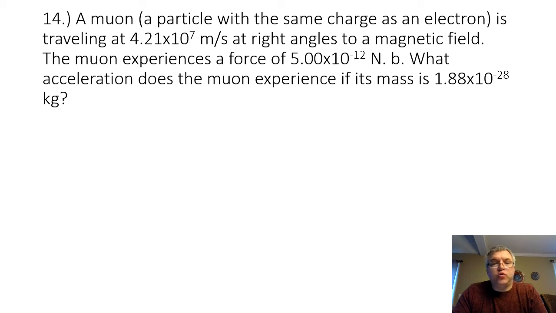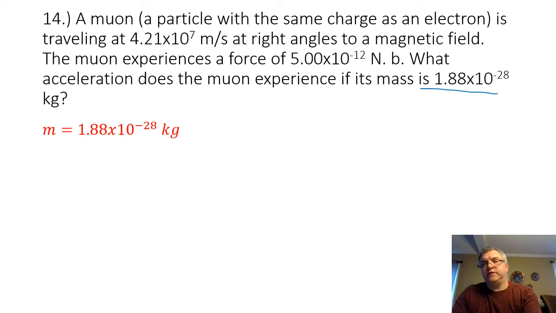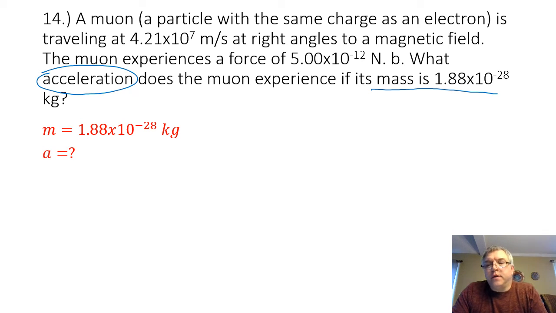The second part of 14 asks, what acceleration does the muon experience if its mass is 1.88 times 10 to the minus 28 kilograms? So now we're given a mass for the muon, and we are looking for its acceleration. I know from the previous part of the problem that the force acting on the muon is 5.00 times 10 to the minus 12th newtons.